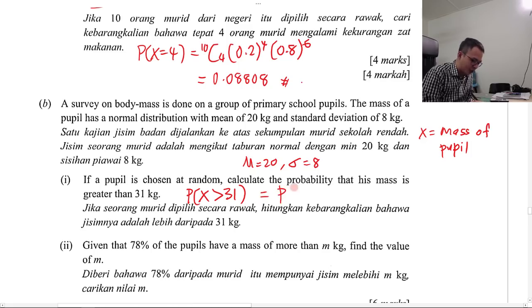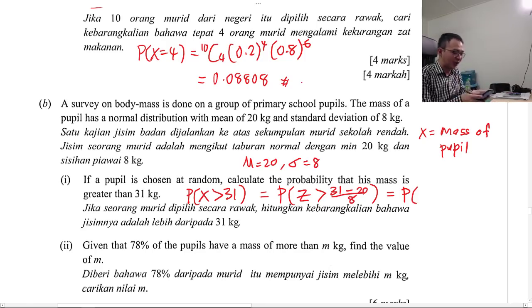For mass, we know we have to use a table, so change to Z. It will be x minus mean over standard deviation. I just don't have enough space. Of course, you shouldn't write two equals at the same time. 31 minus 20 divided by 8. So you should get Z bigger than 1.375.